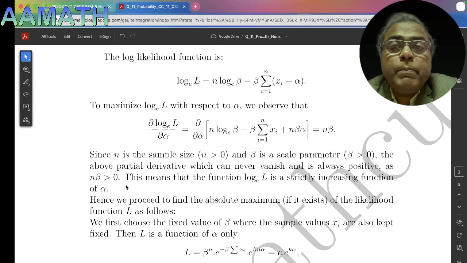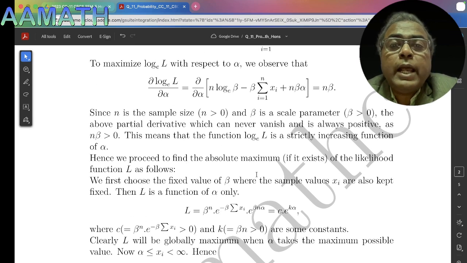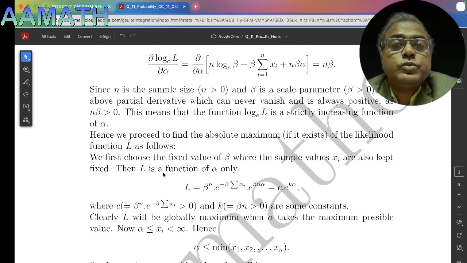So we cannot find the maximizing log L by equating the partial derivative to 0. So we apply another technique here. Hence we proceed to find the absolute maximum, if it exists, of the likelihood function L as follows.